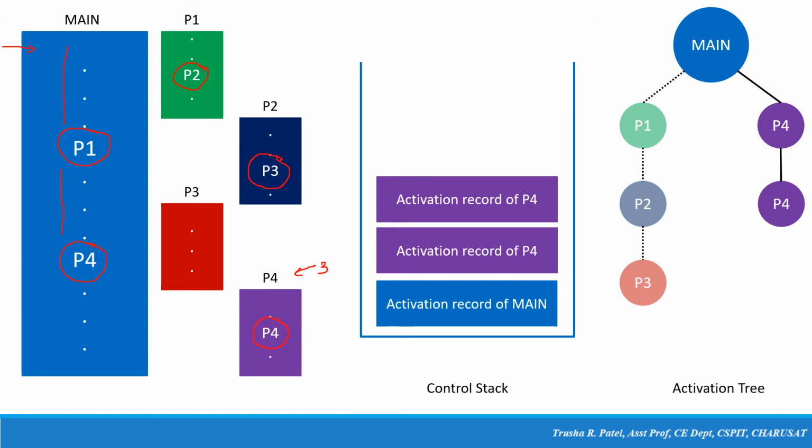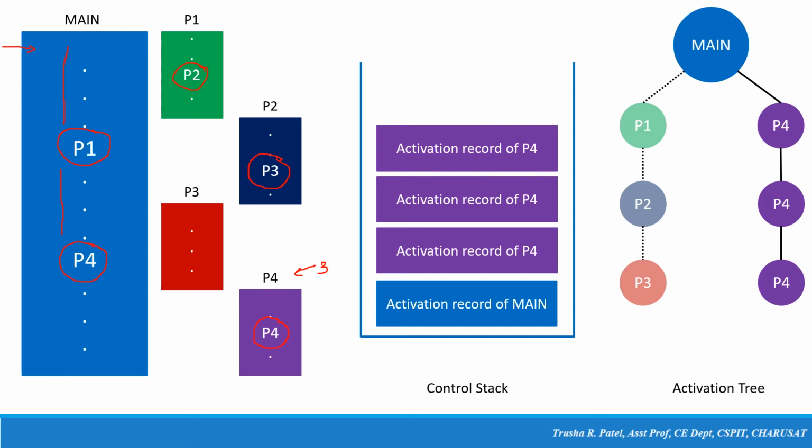So a new activation record will be added. Again it will call P4. So a new activation record of P4 will be added. Now the third call will be complete and it will return to the second call. So the activation record of P4 will be deleted for the third call.